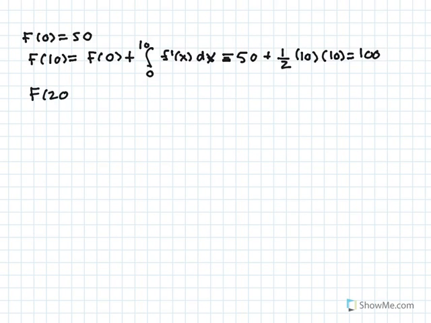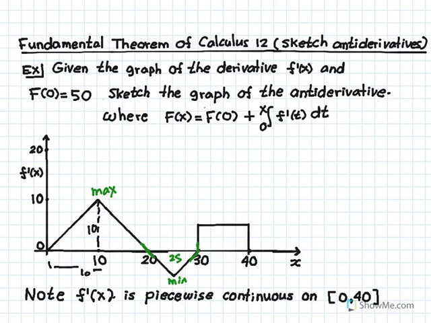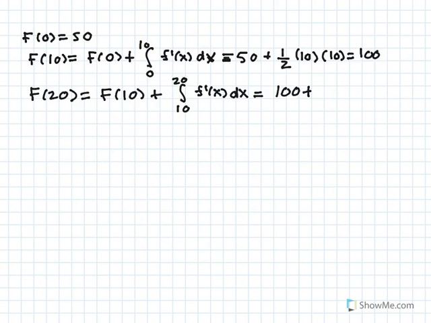Capital F of 20 is going to be capital F of 10 plus the integral from 10 to 20 of f prime of x dx. Capital F of 10 is just the previous value, that's 100. The integral from 10 to 20 of f prime of x dx is the area of this triangle from here to here, from 10 to 20, and that's just going to be 1/2 the base times the height. So 1/2 of 10 times the height of 10, that's another 50. So 100 plus 50 brings us to 150.